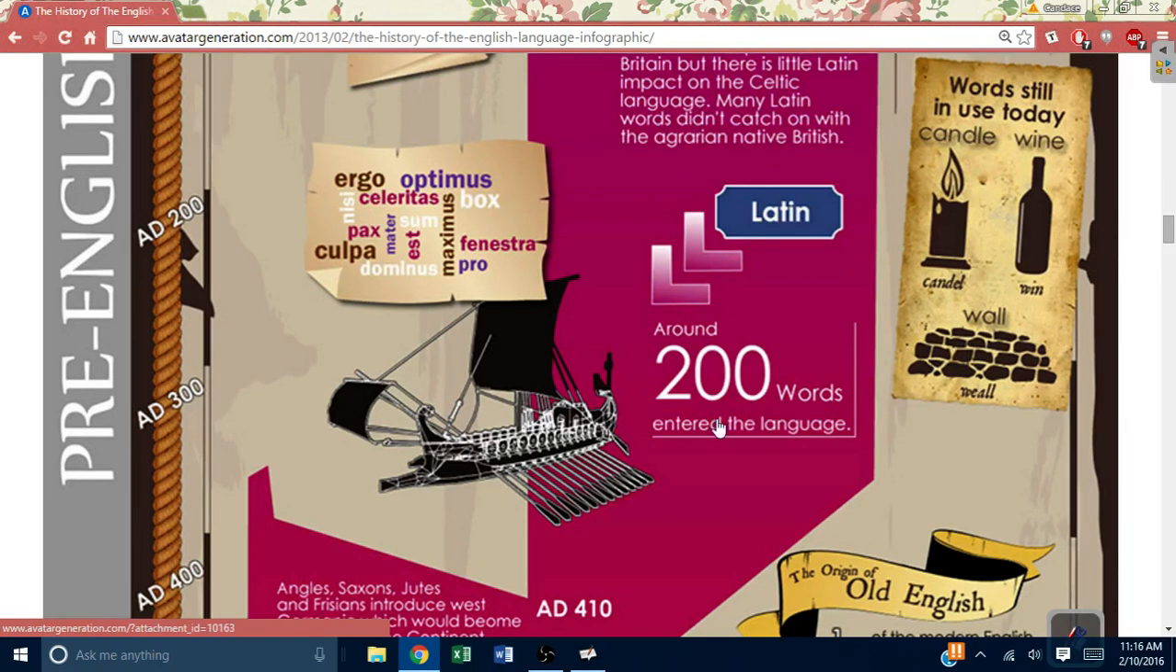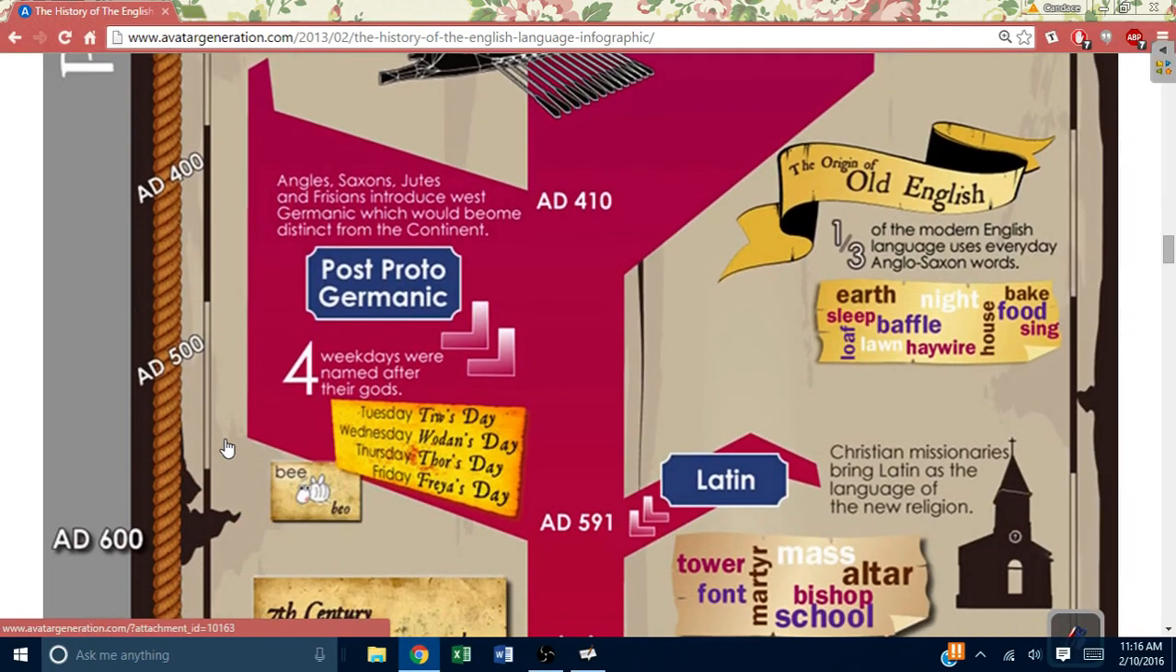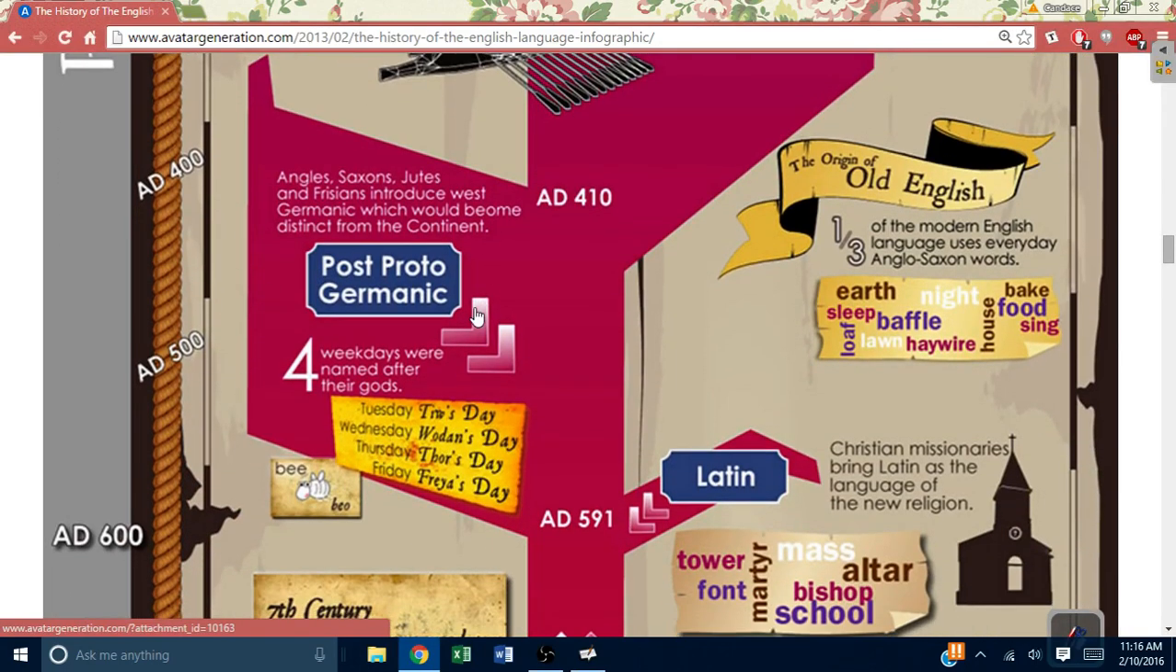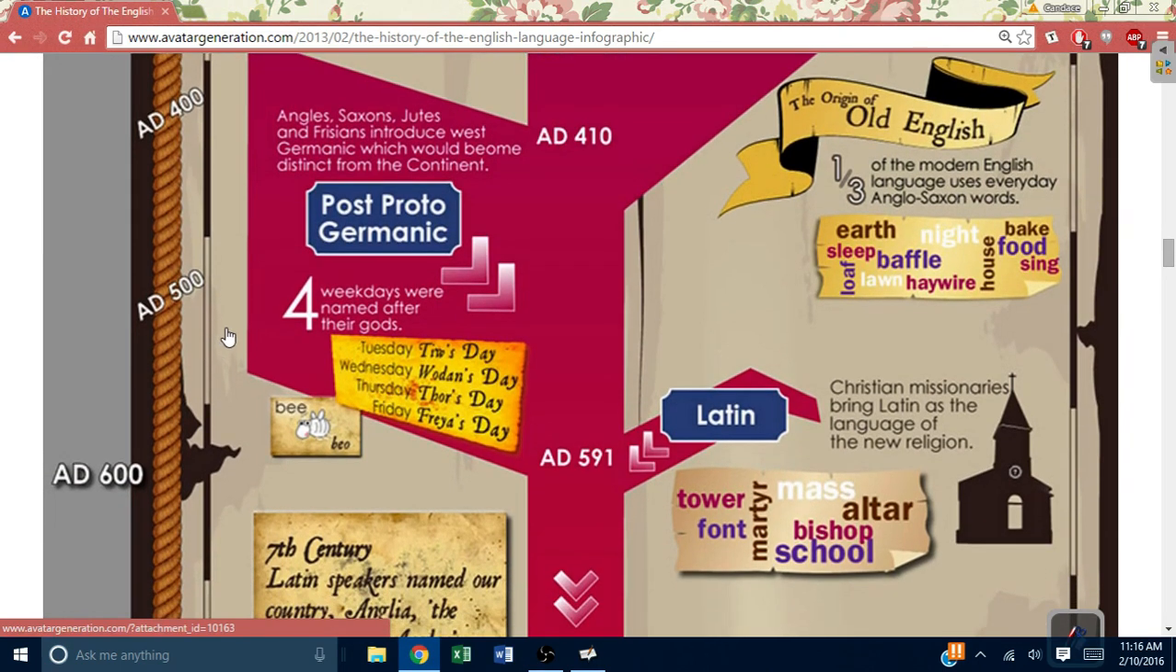Now, from Latin, around 200 words entered the language at this time. Here are some of them, which you might recognize a few of from what we've learned so far. So now we're getting into the AD time period. We're after the Romans have been living in Britain for a while, and the language is beginning to develop. If you look over here, the origin of Old English is starting to sound a little bit more like what we say. It would be a little bit hard to understand, but it's pretty close.